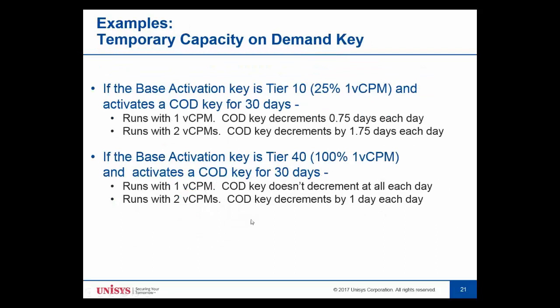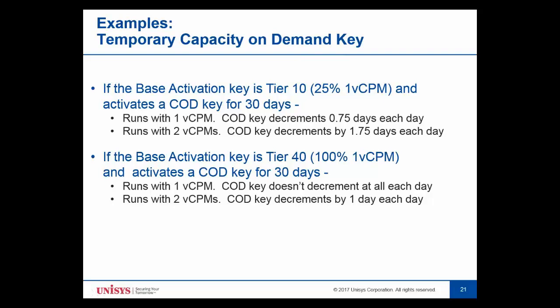So a couple of examples. If your base activation key is at 25%, 1 virtual CPM, and you activate a COD key for 30 days, your 1 virtual CPM COD key would decrement for 75% of a day for each day that it is active. If you run with 2 virtual CPMs with your tier 10 key, the COD key would decrement by 1 3/4 of a day for each day that the key is active.